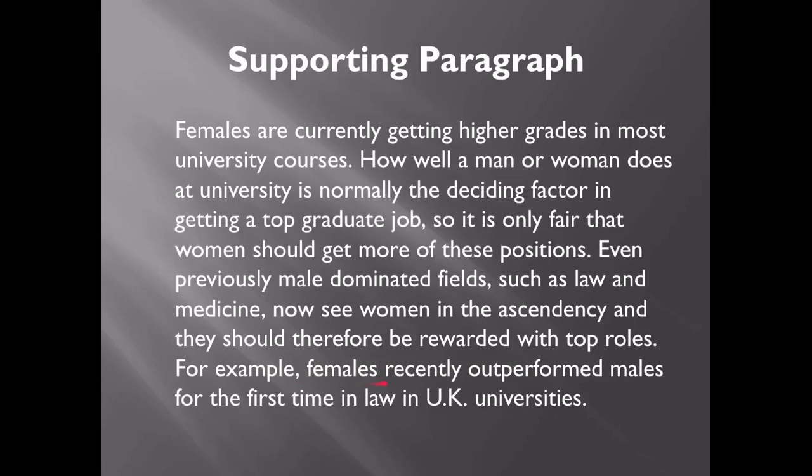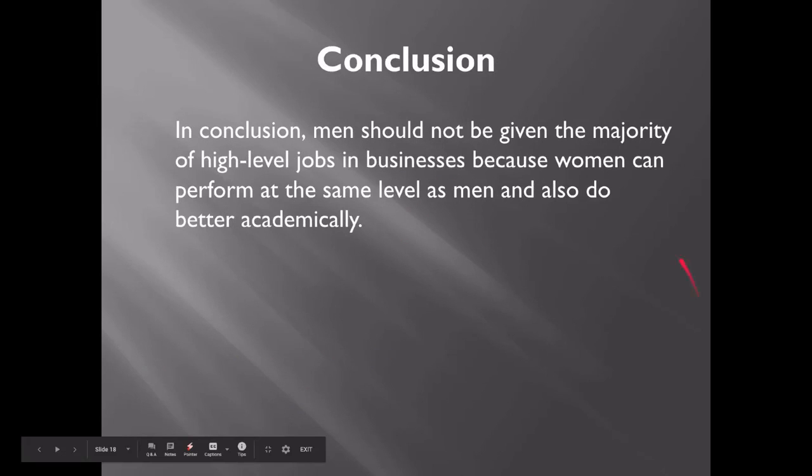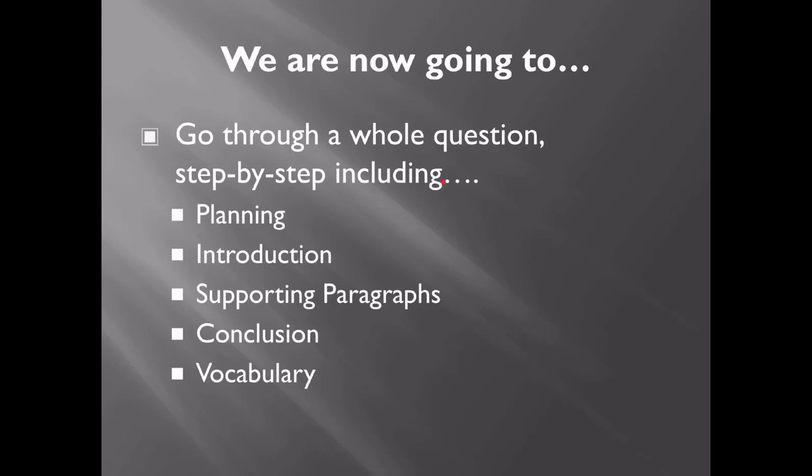For example, females recently outperformed males for the first time in law in UK universities. So we've explained everything and then given our example. Now let's look at our conclusion. In conclusion, men should not be given the majority of high-level jobs in businesses because women can perform at the same level as men and also do better academically. So we've reiterated our opinion and summarized our two main ideas.